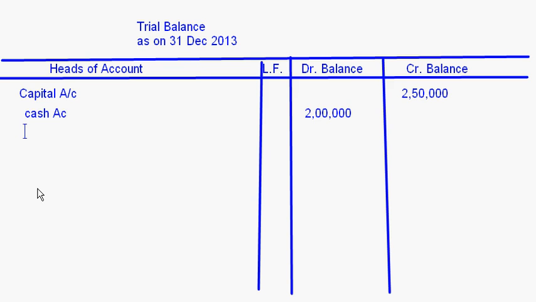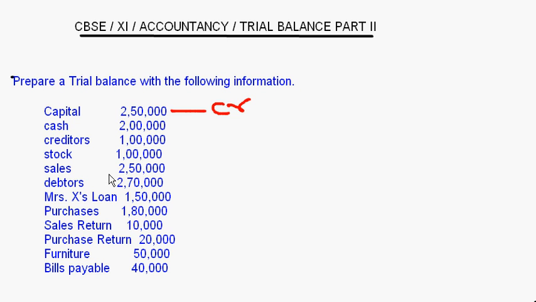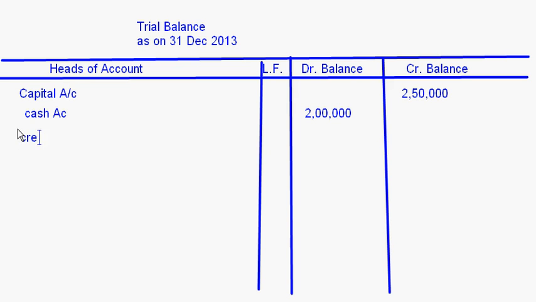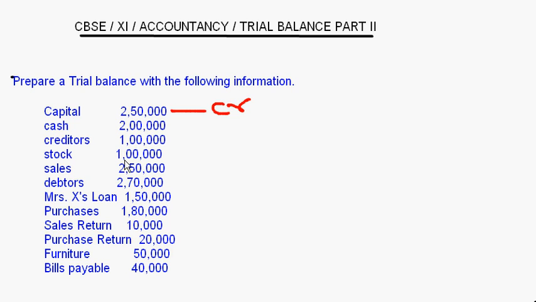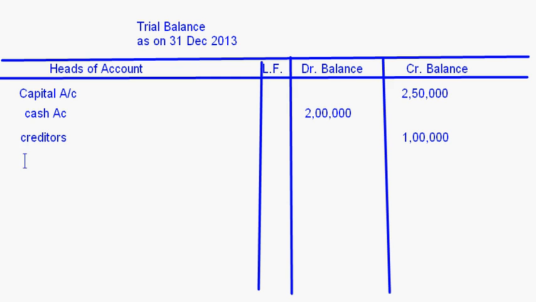Then creditors, 1 lakh. Creditors is a liability, so it has got a credit balance. So creditors, the amount is 1 lakh, so we'll put it here. After this we have stock, which is an asset, it's 1 lakh again. So assets have got a debit balance, so stock will come here. This is 1 lakh, right?